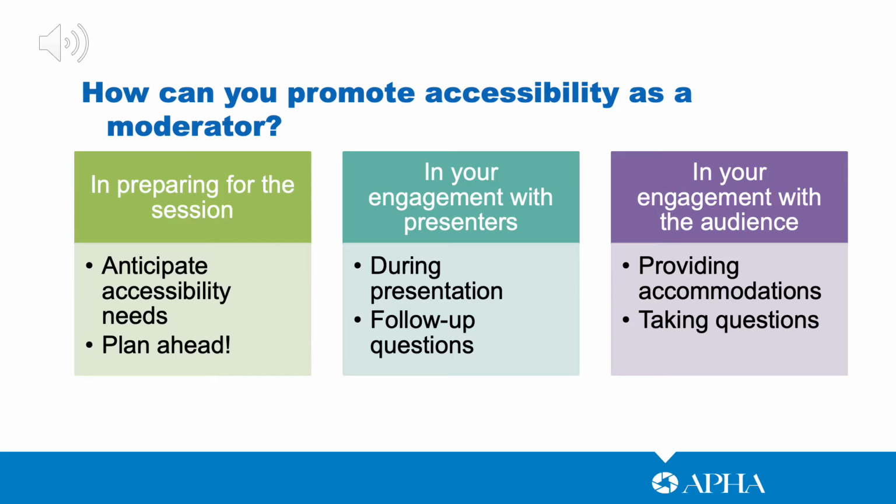So I've broken down how you can promote accessibility as a moderator into three basic categories. First is in preparation for the session, as you are anticipating accessibility needs that might be needed and planning ahead. Second is in your engagement with the presenters during the presentation and while you might be giving them any follow-up questions. And third is in your engagement with the audience in terms of providing accommodations and possibly taking questions if that's a part of your presentation.